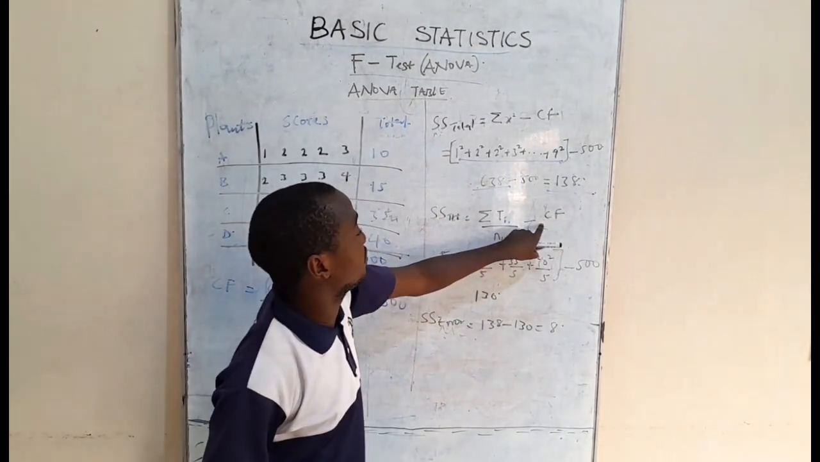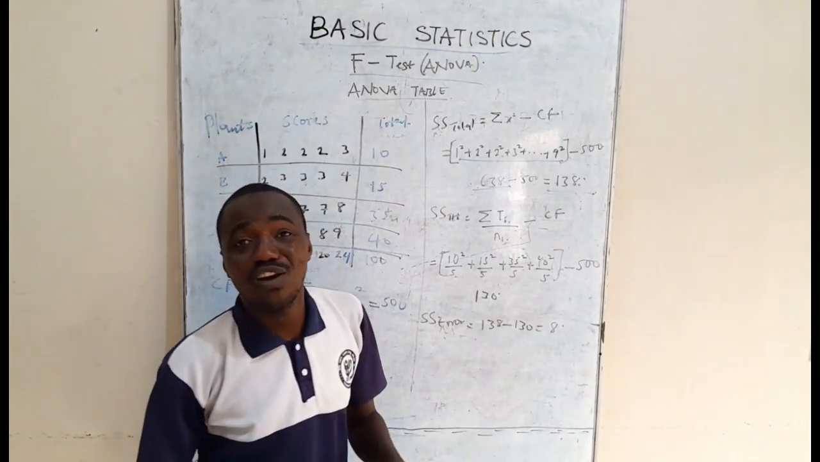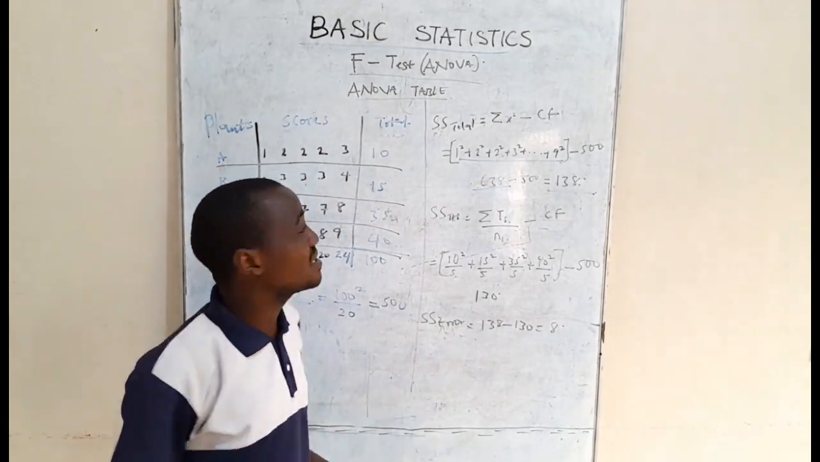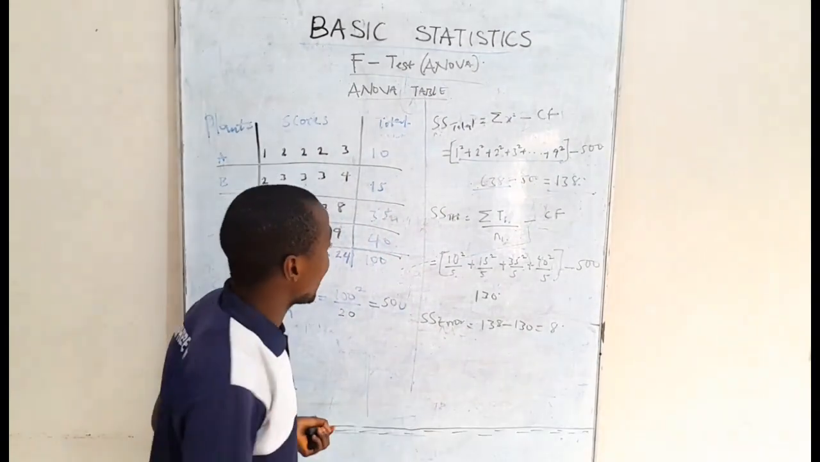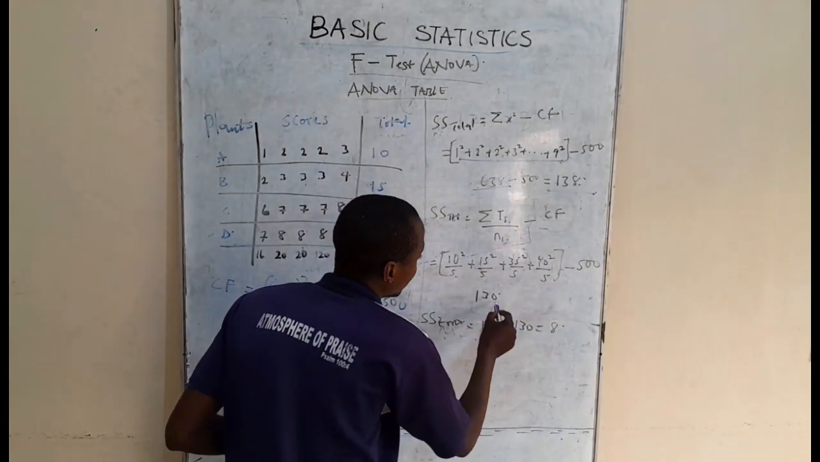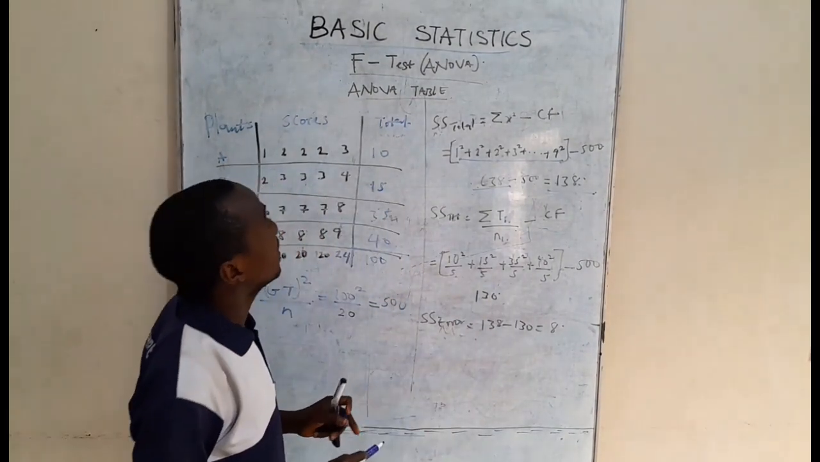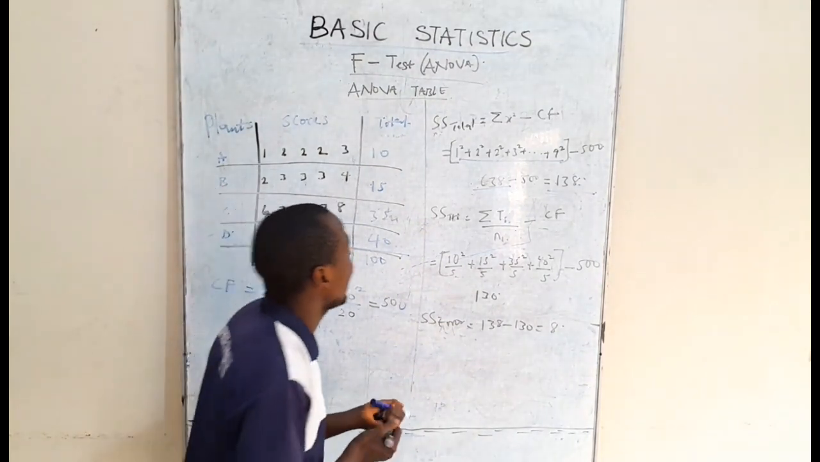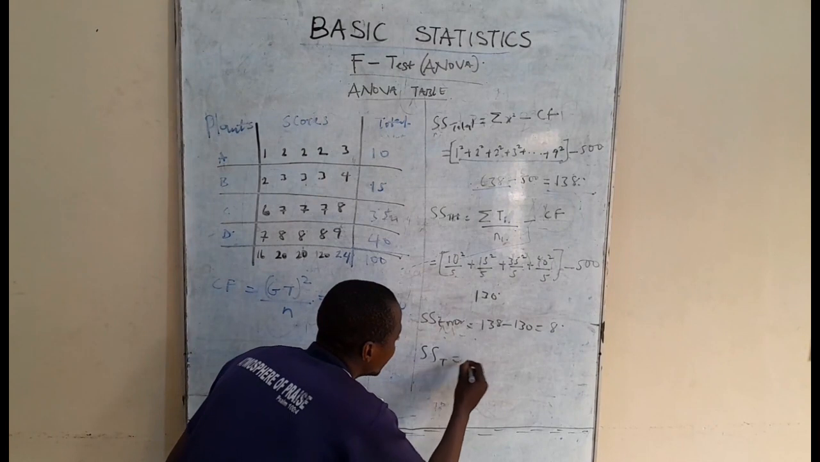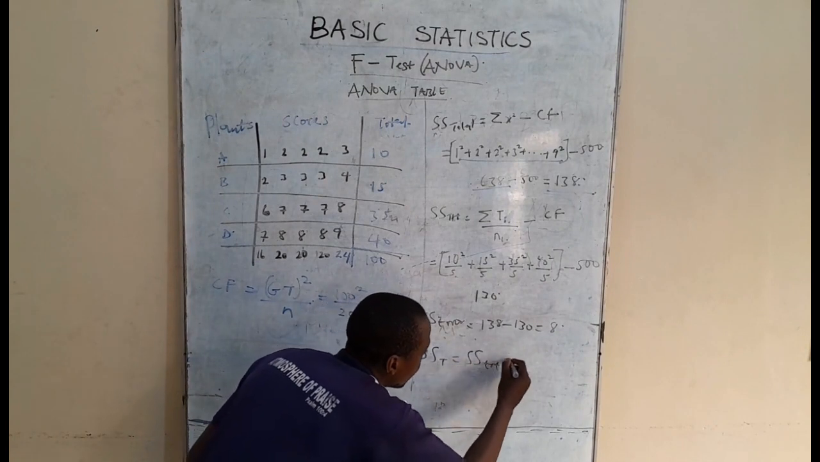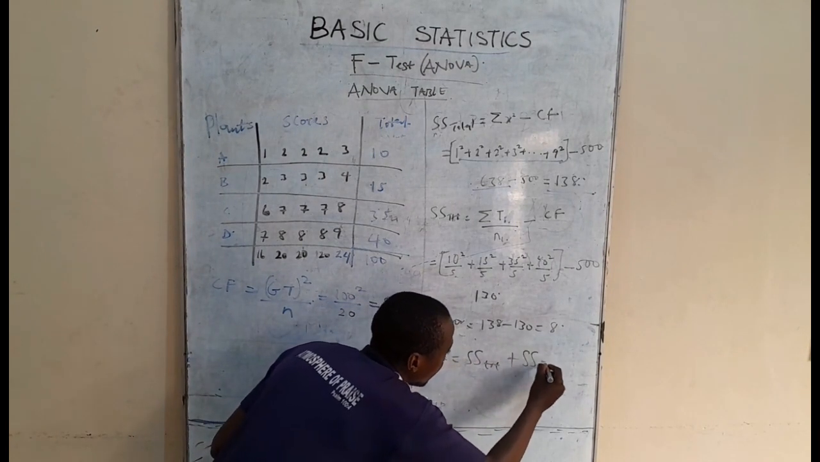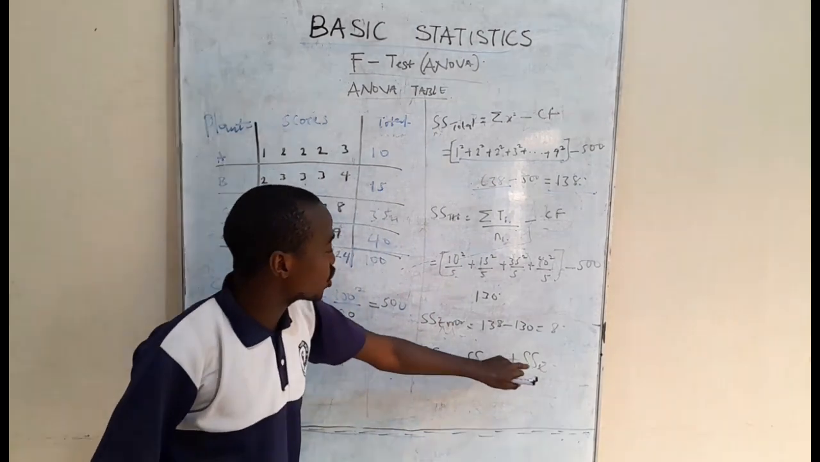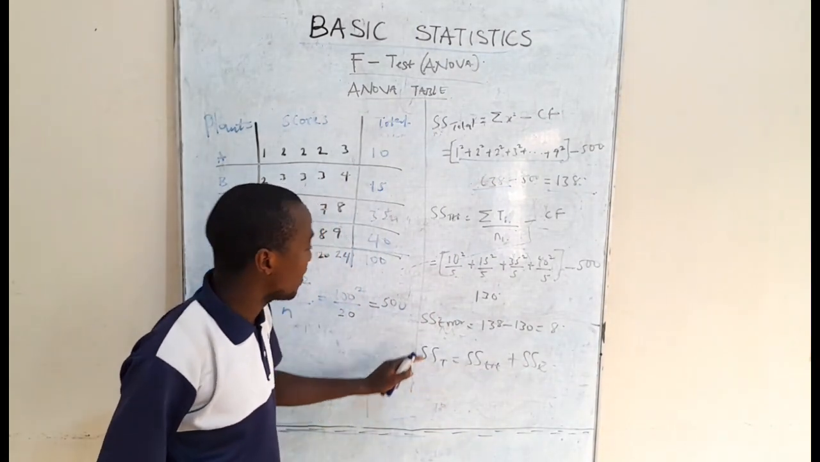The correction factor is very, very important. Once your correction factor is wrong, everything that you're doing is wrong. By the time you do this, we're going to have 130. Now, the total sum of square, SS total, is equal to SS treatment plus SS error.